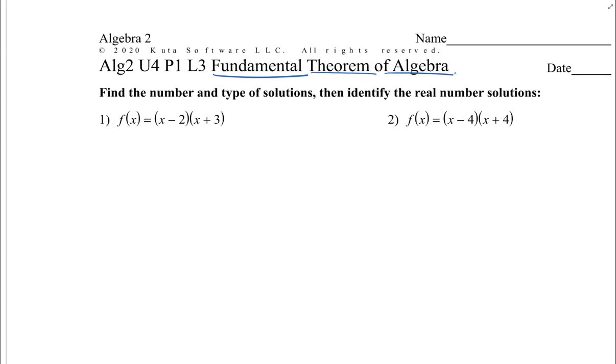So anytime that we had a quadratic, our main goal was to factor it into its two pieces and set each of those pieces equal to 0. So that's exactly what we're going to do here. However, the instructions do tell us to find the number, so how many solutions, and the type of solutions, and then identify the real number solutions.